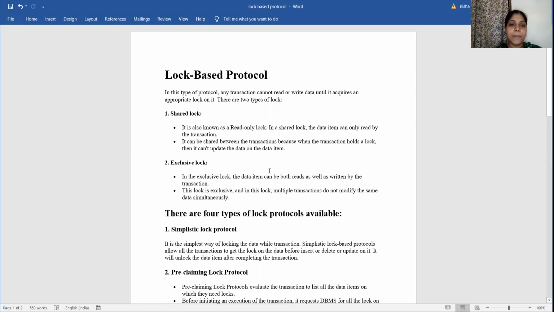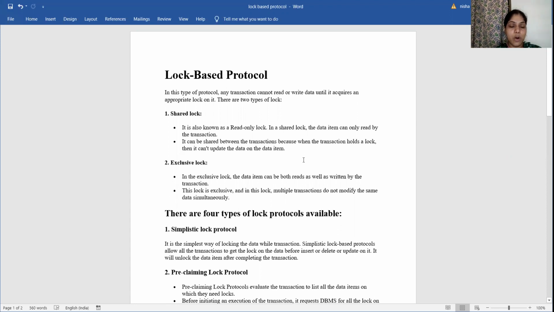Technology. Today our topic is log-based protocol. So, what is log-based protocol and what are the types of log protocols available in the database? First we discuss what is log-based protocol. In this type of protocol, any transaction cannot read or write data until it acquires an appropriate lock on it.